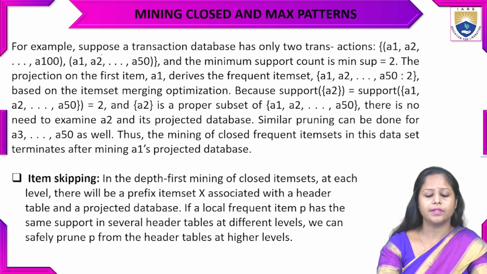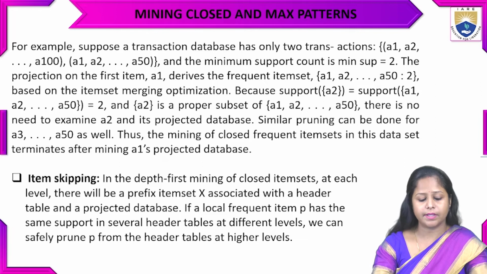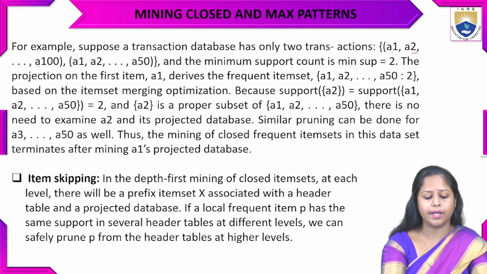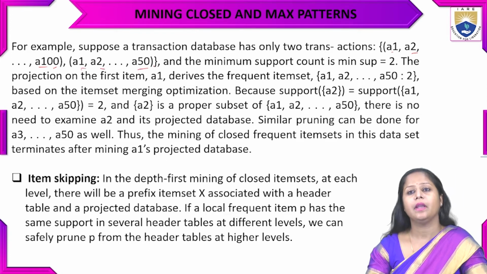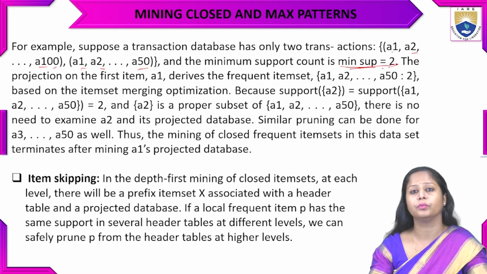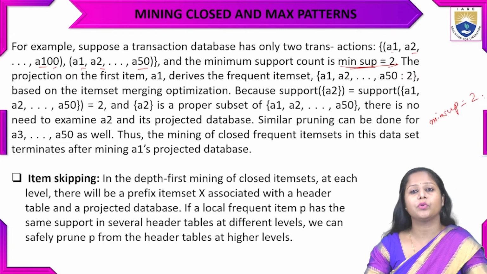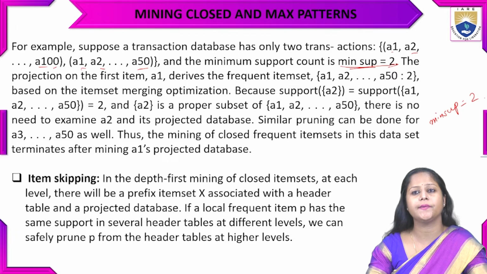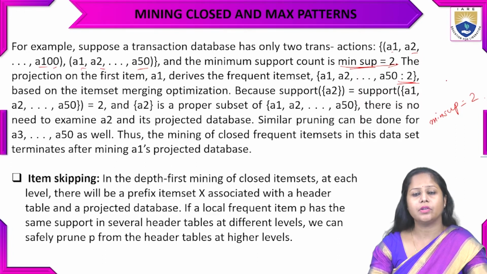For example, suppose a transaction database has only two transactions: the first has items A1, A2 through A100, and the second has A1, A2 through A50. The minimum support is 2. So the projection on the first item A1 derives the frequent item set A1, A2 through A50 with support 2, based on the item set merging optimization technique.